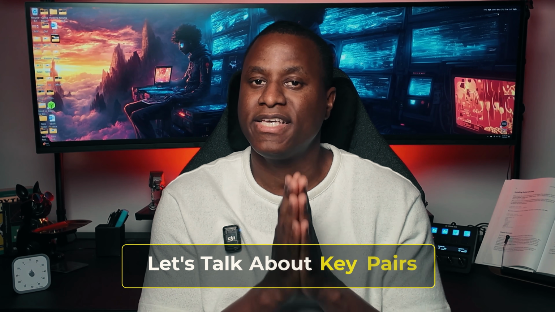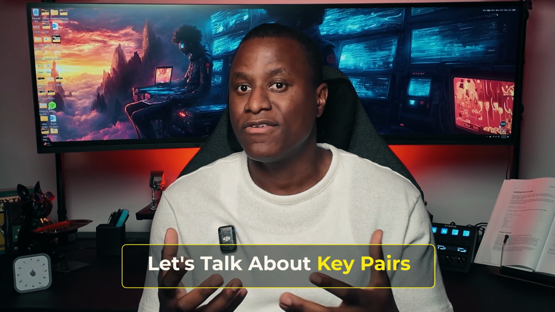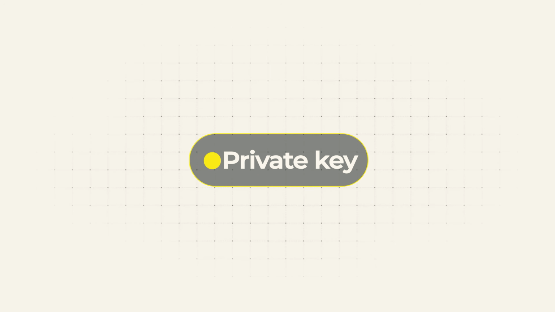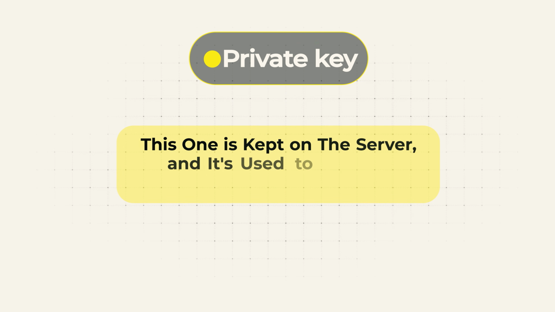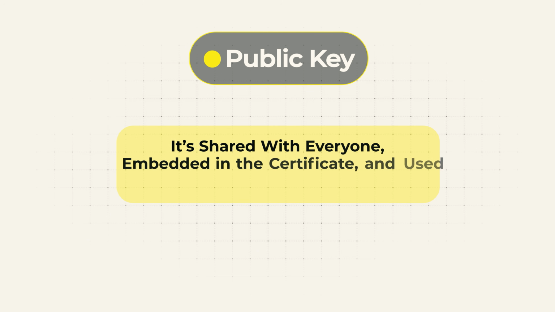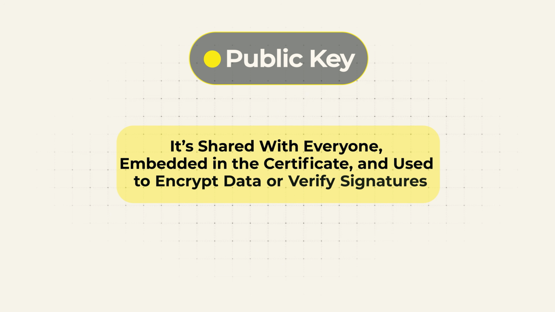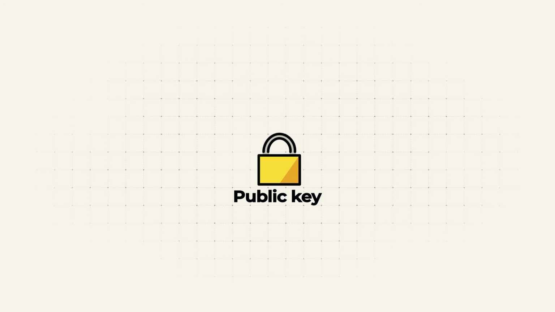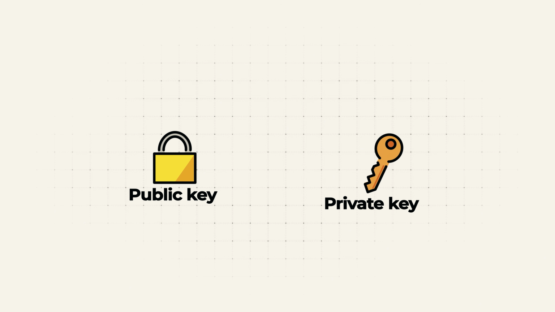Now, let's talk about key pairs, which are the foundation of how certificates work. Each certificate is tied to a key pair. First, you have the private key. This one is kept on the server and it's used to prove the server's identity and decrypt data. Then you have the public key. This is what is shared with everyone. It's embedded in the certificate and it's used to encrypt data or verify signatures. So the way it works is that the client uses the public key to encrypt a secret and only the private key can decrypt it.